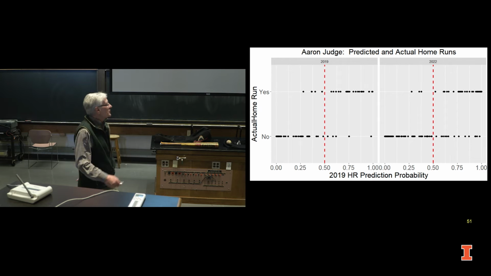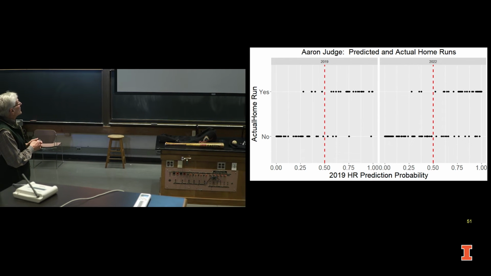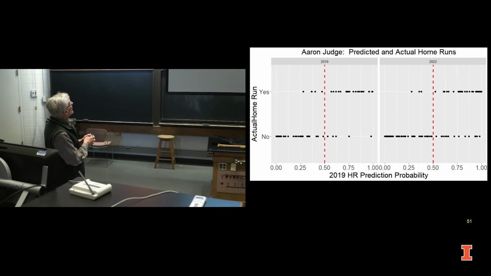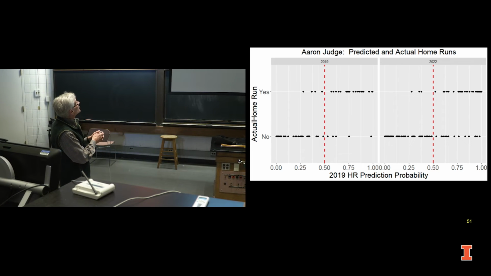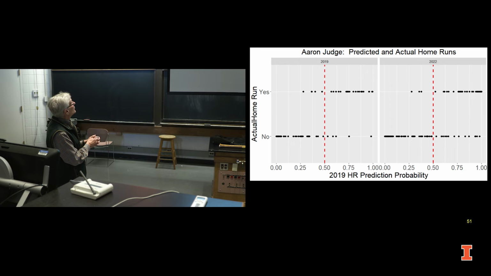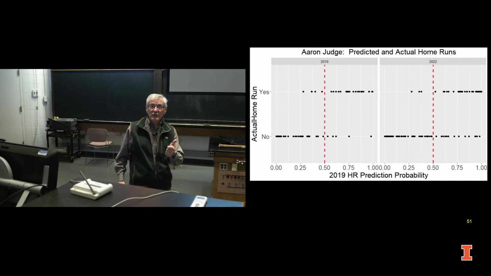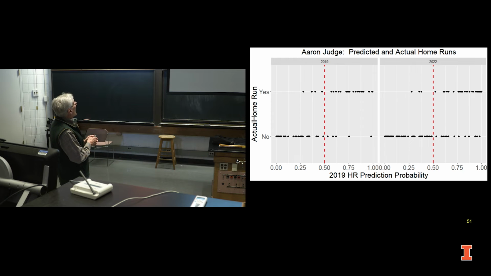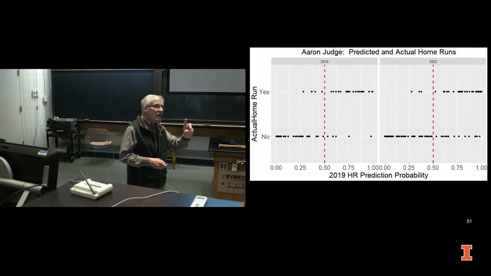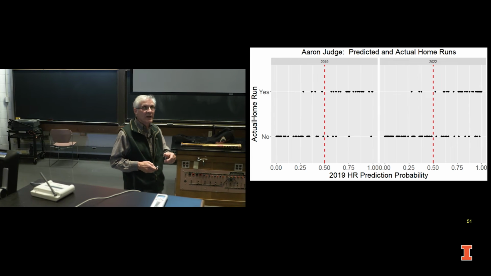But let's take a look first. So what I'm doing is plotting each, so this is 2019 and this is 2022, and each dot represents a batted ball for Aaron Judge. The ones down here were not home runs. The ones up here were home runs, and I'm plotting that as a function of the probability based on the 2019 model.